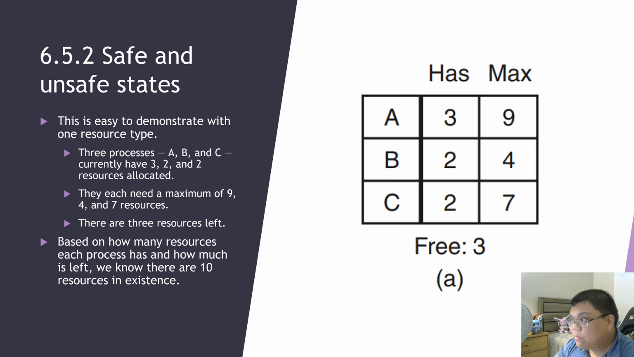So, if the other processes needed more resources, could we just willy-nilly give the 3 resources to B and C? Not necessarily, because what if process A needed more resources? The key here is to make sure that every state we're at is a safe state.